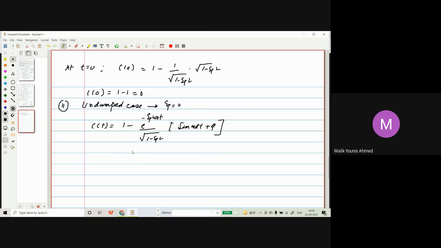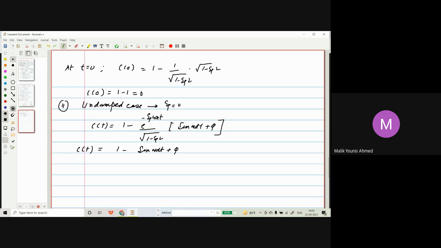So xi will be, in this case, what is happening? Xi will be 0. Anything raised by 0 is 1. So at c of t, if I am substituting xi equal to 0, 1 minus, this will become 1. Under root of 1 is 1. So this will become sine of omega d t plus phi.